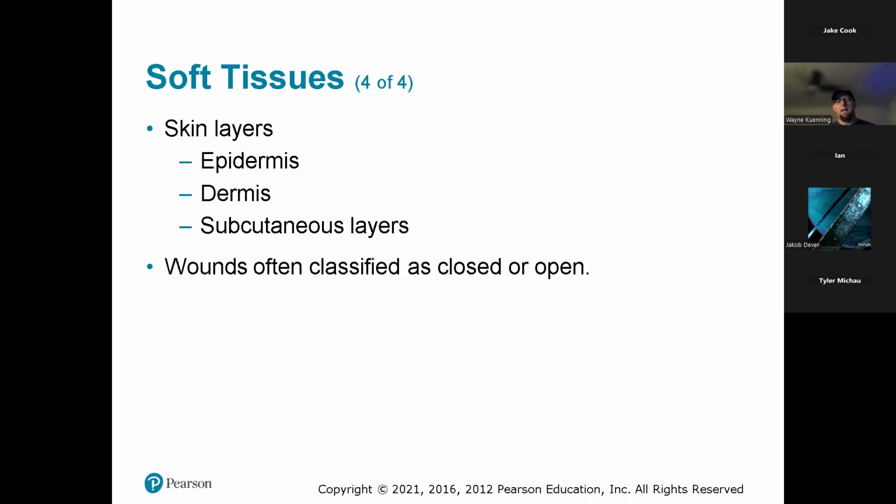So skin layers are epidermis, dermis, and subcutaneous layers. The epidermis is the outermost layer of tissue. It's what's exposed to the elements on a regular basis. That's what gives you your suntan. The dermis is directly under that. It's where a lot of your hair follicles and your pain receptors are. And then the subcutaneous layers, it's where a lot of the fats are.